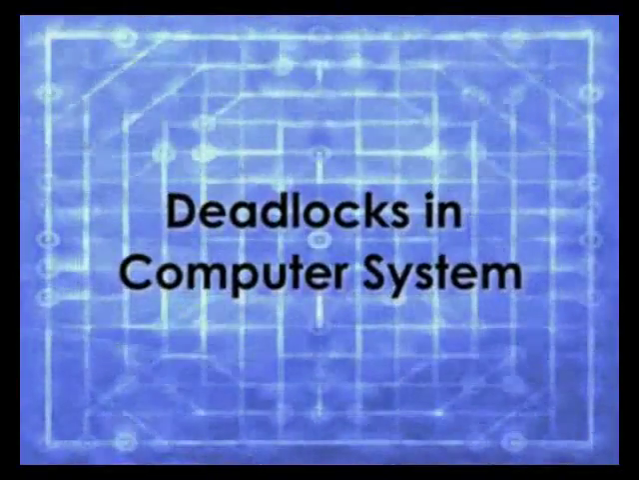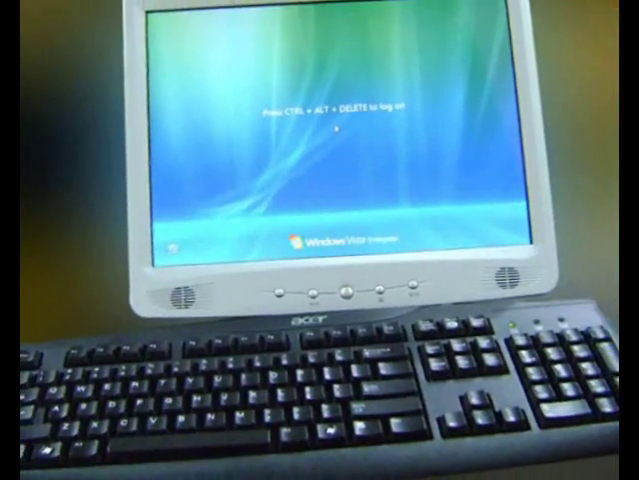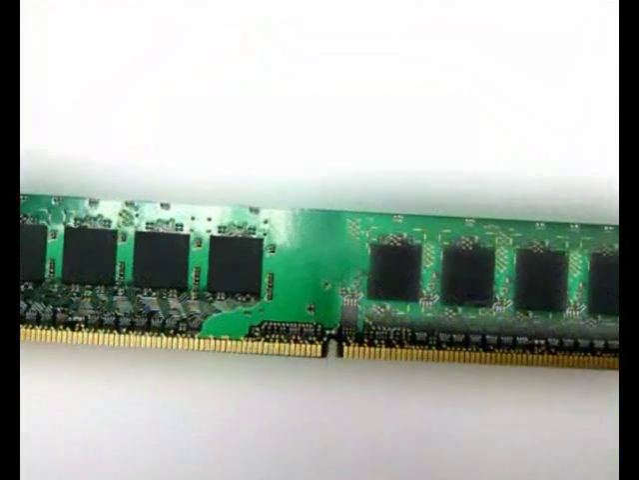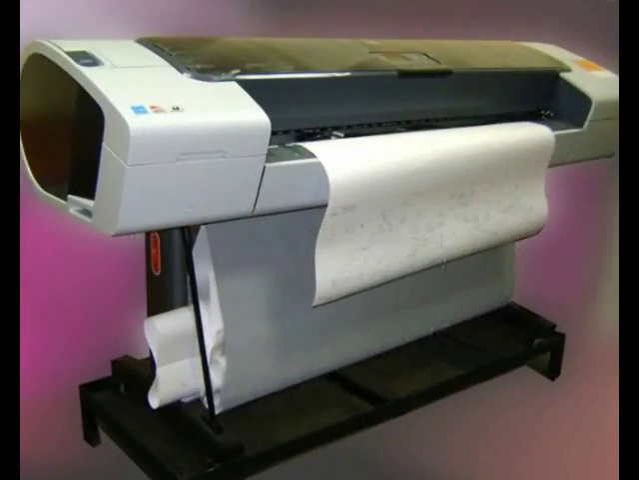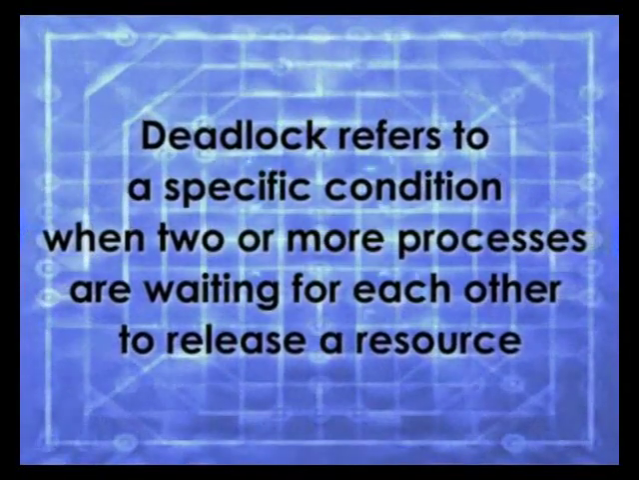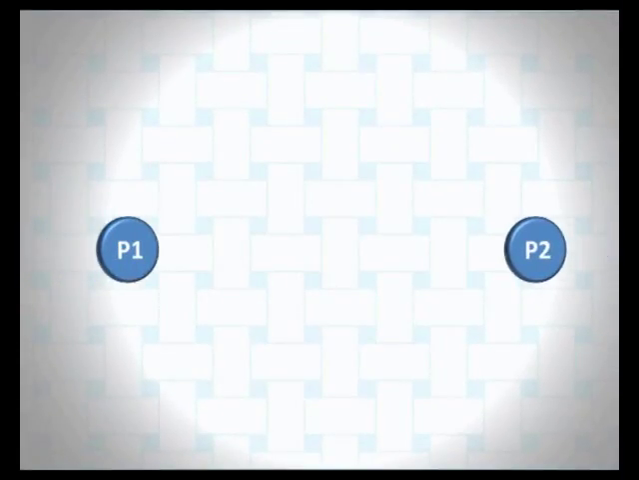Let us now dwell into how deadlocks occur in a computer system. Typically, in a computer system, a process requires various resources for its execution, like processor, memory, and peripheral devices. Formally, a deadlock refers to a specific condition when two or more processes are waiting for each other to release a resource. Let us take an example to illustrate how a deadlock will occur when two concurrent processes, say P1 and P2, are executing in a computer system.